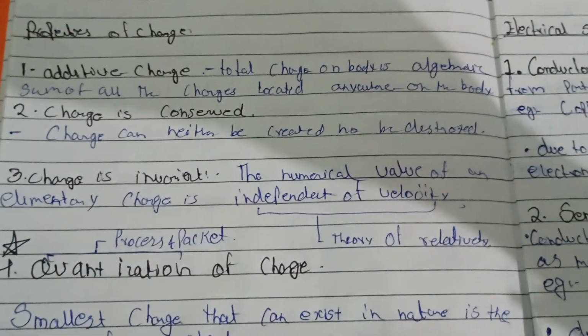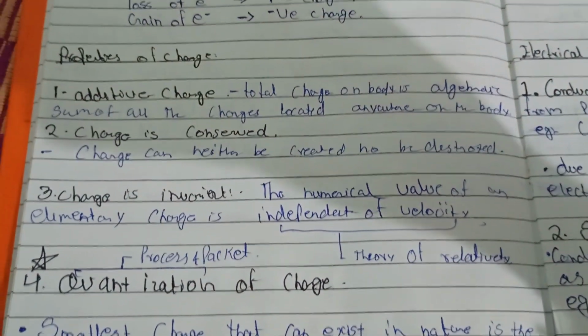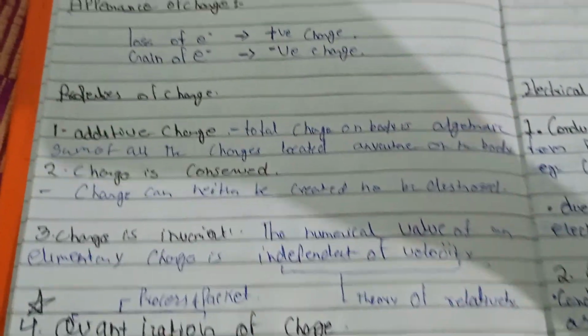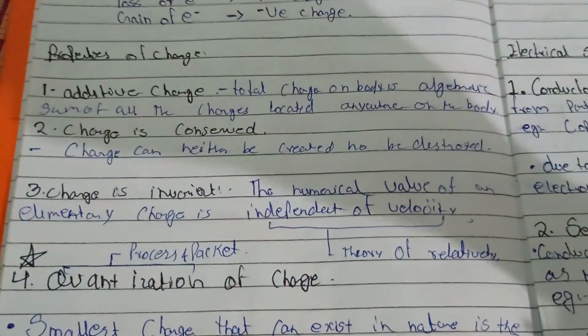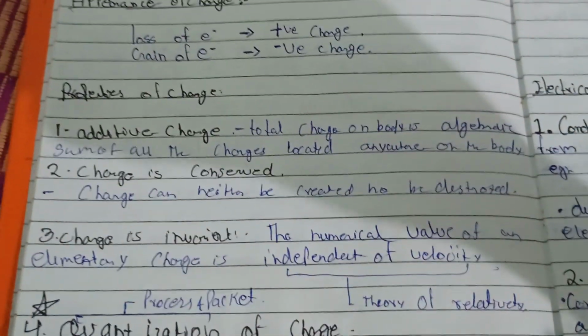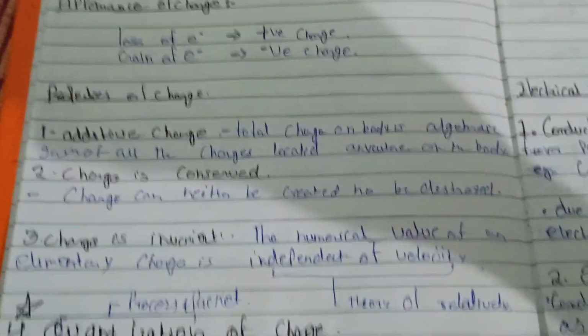Charge is invariant. The numerical value of an elementary charge is independent of velocity. Charge is not a vector quantity. It has only magnitude, no direction. Velocity doesn't matter in the charge.